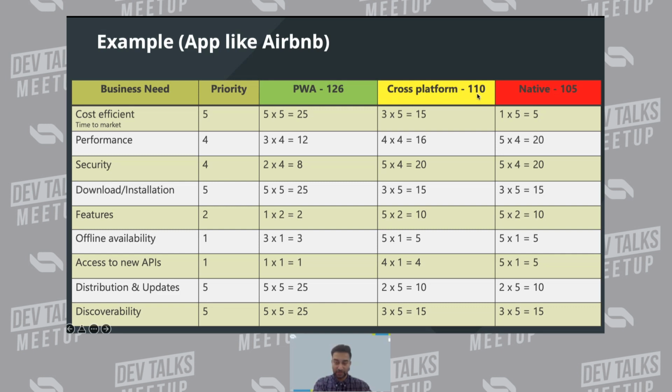And if you see the cross-platform, it's slightly better than the native app, but still it's not as good as we have for the PWAs, which is 126. So based on these aspects, it's best to do this project in the first phase with the PWA.